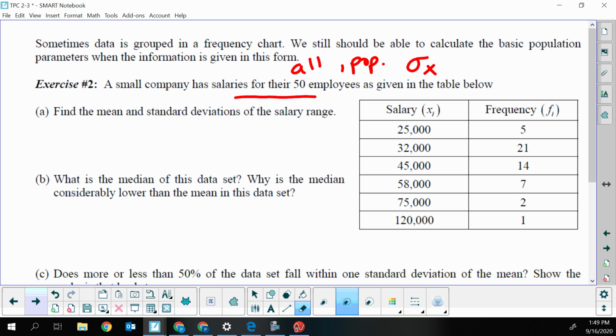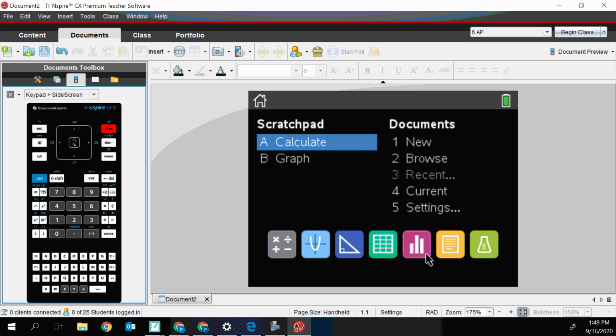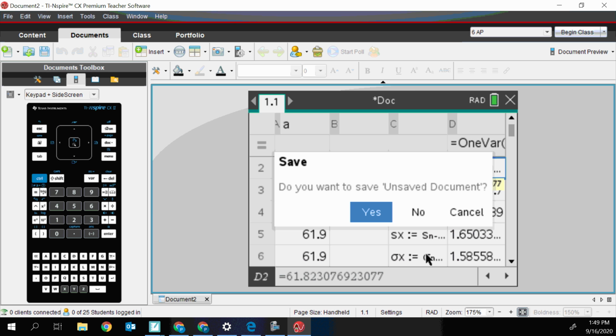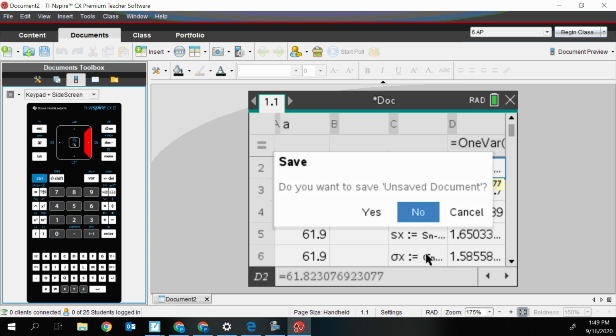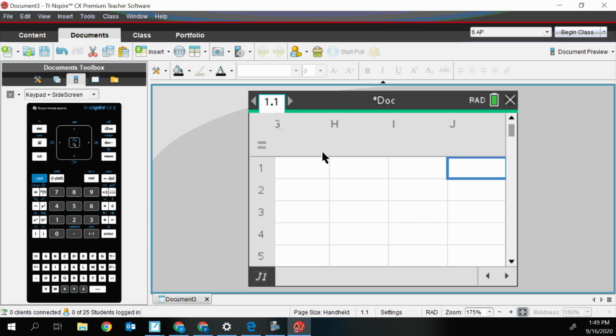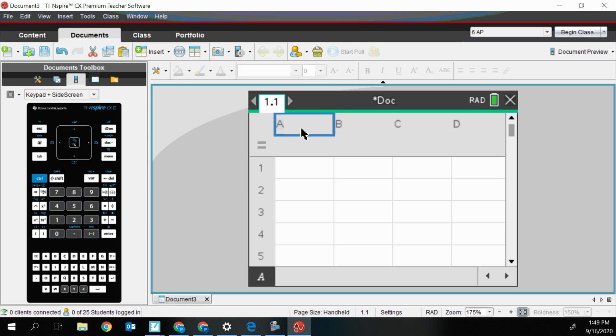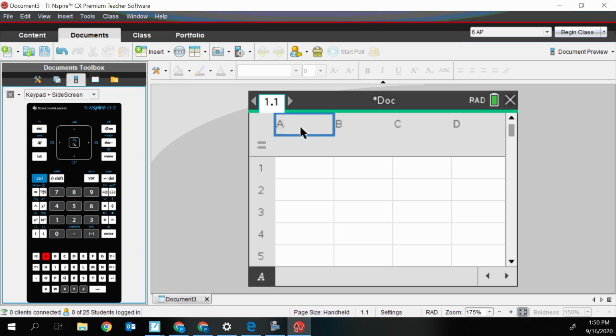So we are going to go back to our calculators, and we're going to add a new list and spreadsheet page, and we'll do a one variable stats for this table. So I think it's always beneficial to go home and do a new document. No, we don't want to save it. Do your list and spreadsheet. So I like to just always title mine like A and B or something like that.